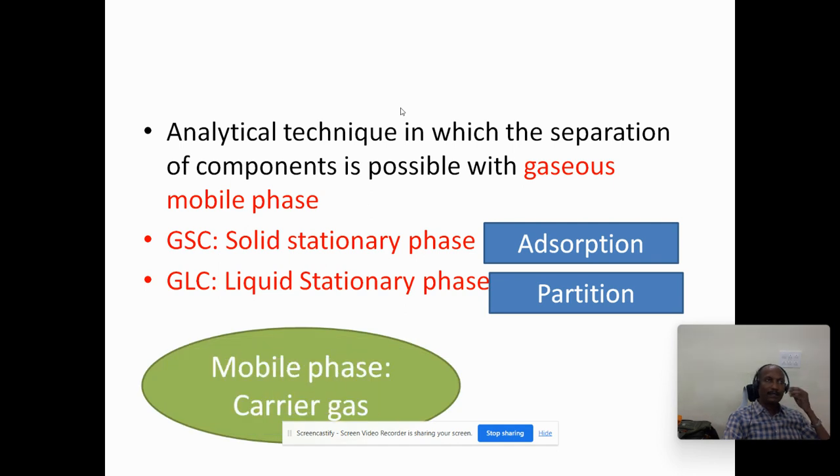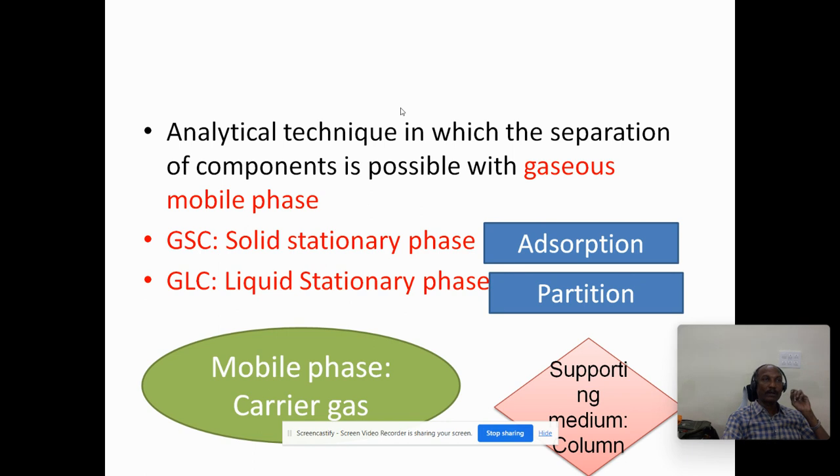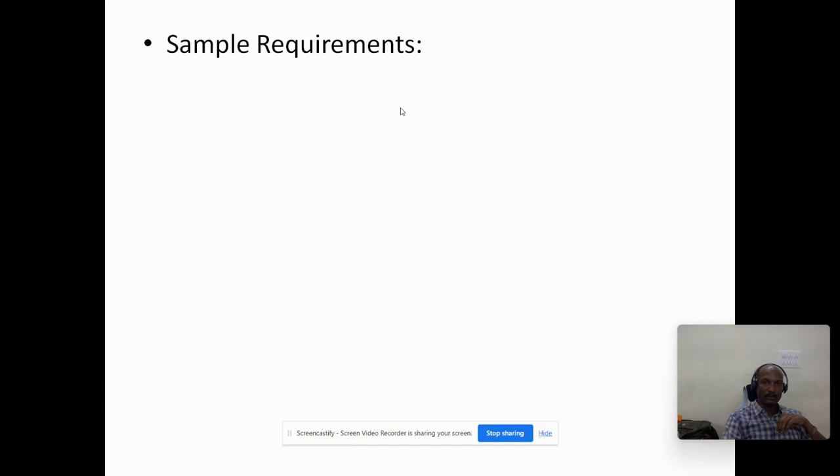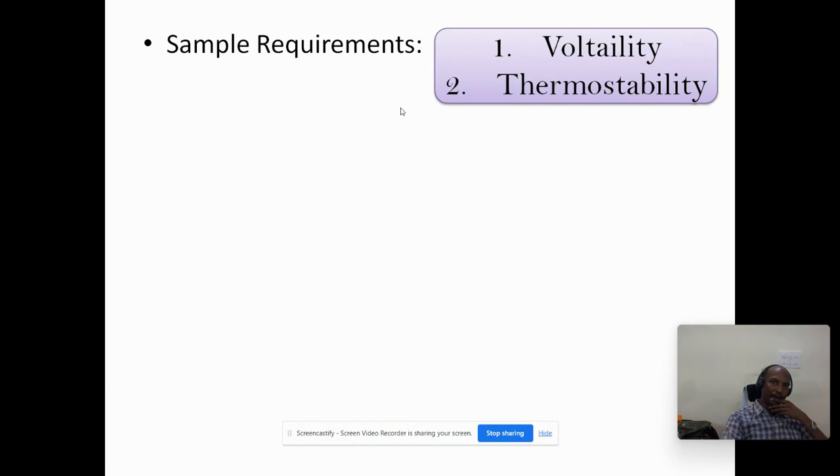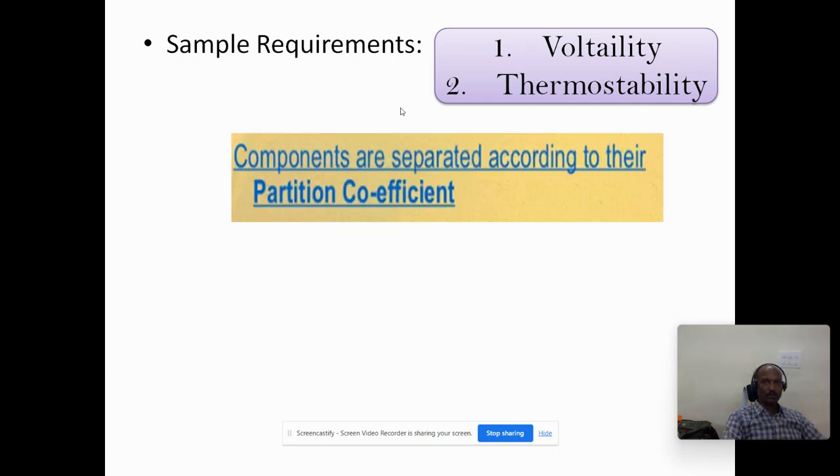What type of mobile phase is used in this technique? Mainly, we use a carrier gas as the mobile phase in gas chromatography. The supporting medium in gas chromatography is the column. What are the sample requirements for gas chromatography? The first and foremost important aspect is volatility, and the second one is thermostability.